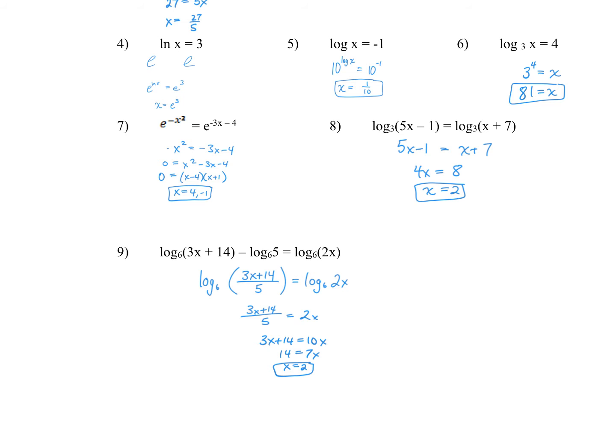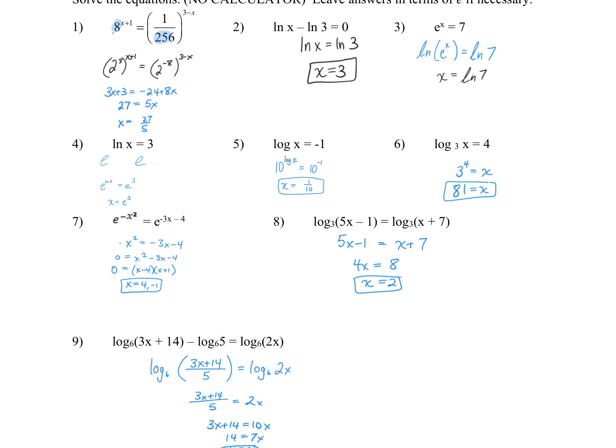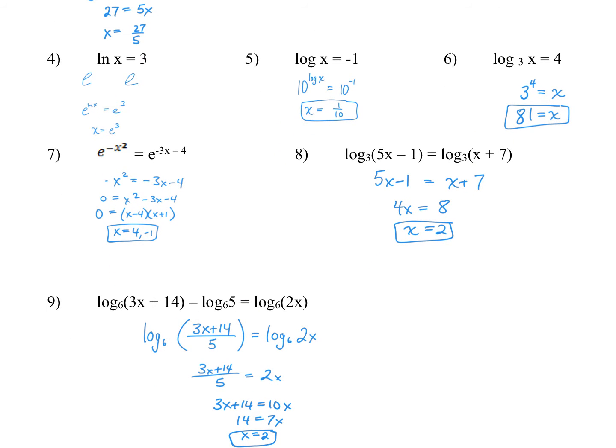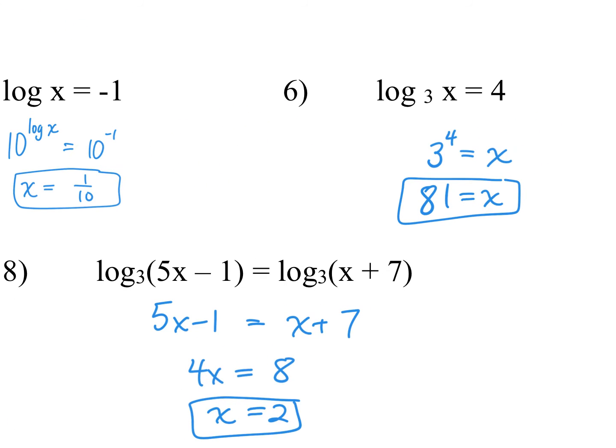On number 5, I performed a process similar to what we did on number 4. I had log, well, it wasn't stated, but log base 10 of x. So I raised both sides as exponents on to 10. That left me with 10 raised to the log base 10 of x, which is just x, equals 10 to the negative 1.